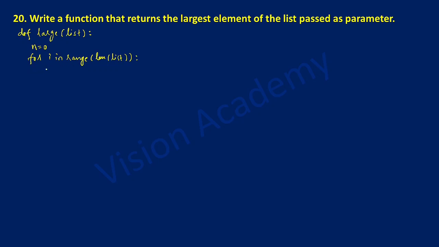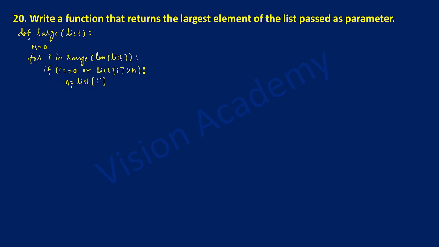Next, with the indentation, here I'm going to write if, and now we'll check the condition i is equal to 0, and we will use the logical operator called or, and here I'm going to use list of i is greater than n. If this condition is true, then n must be equated with list element, list of i.